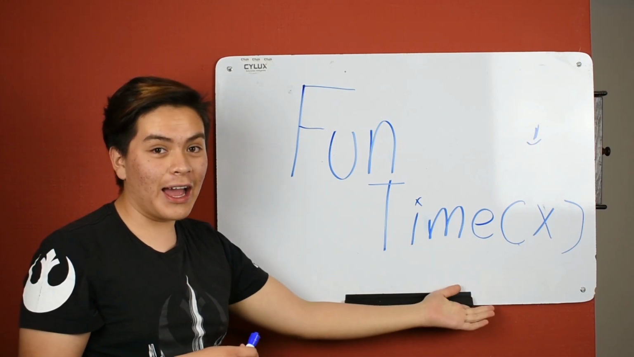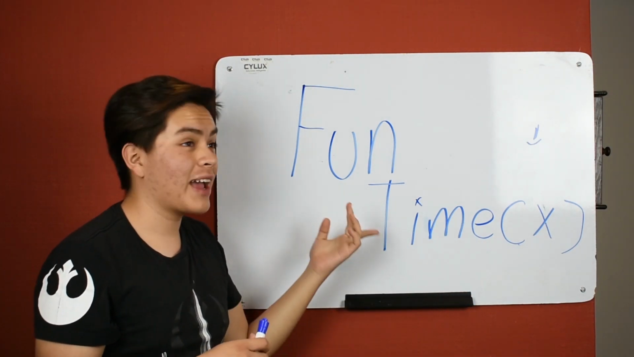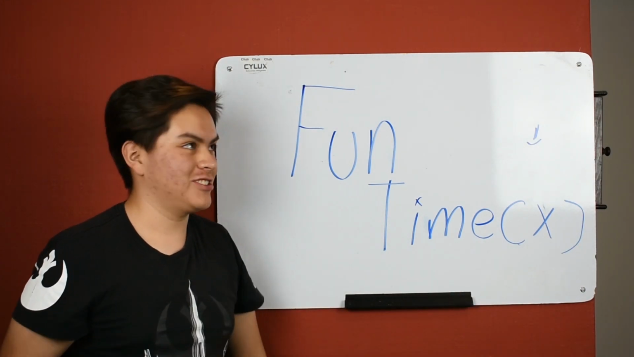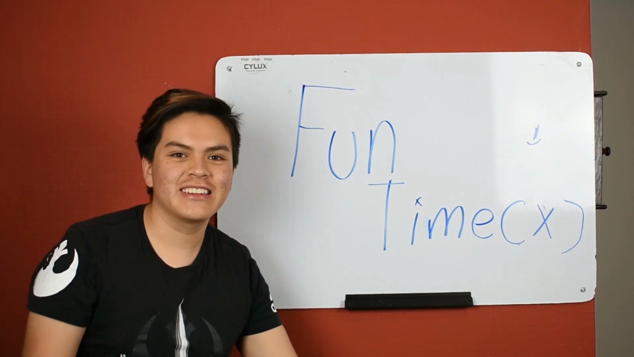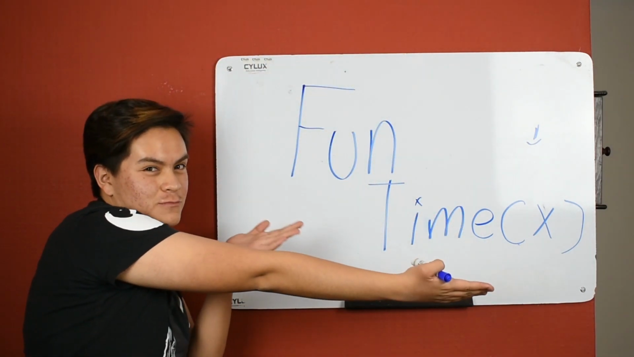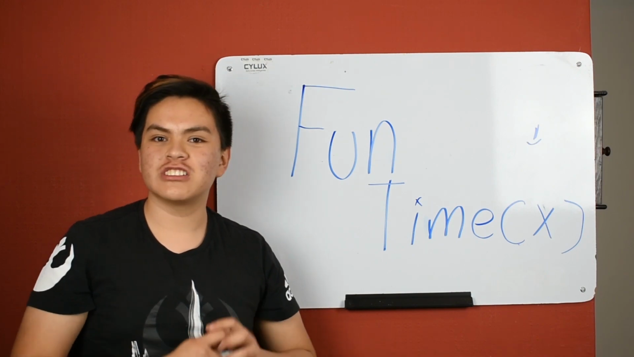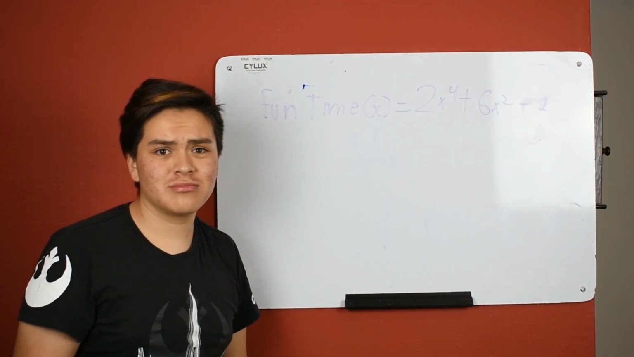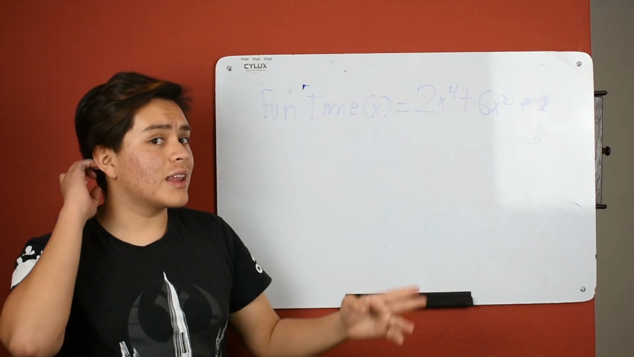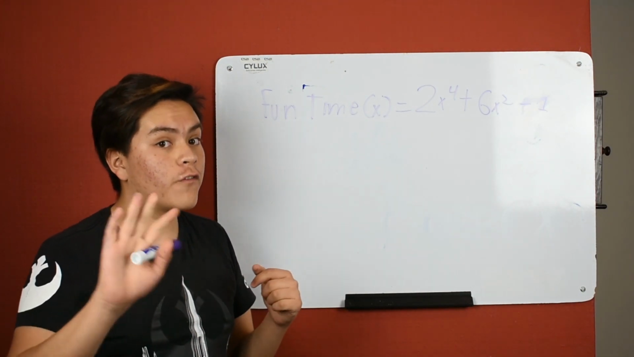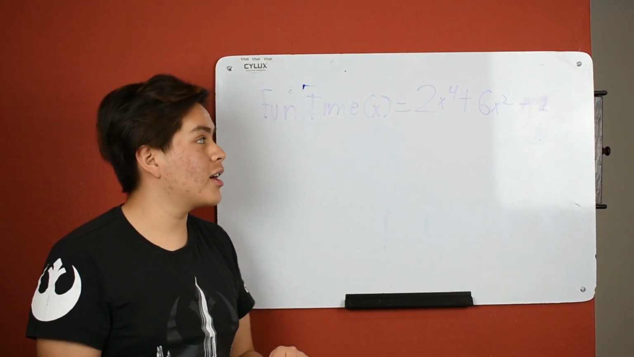The fun time is a time that we have to make that exercise for your understanding. So it is fun time! Let's start with a function. Okay, we have this function, the fun time function, that is equal to 2x to the power of 4 plus 6x squared minus 1.